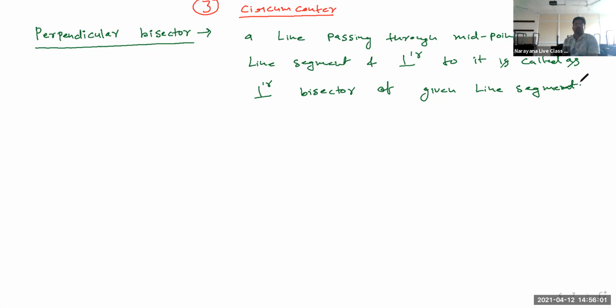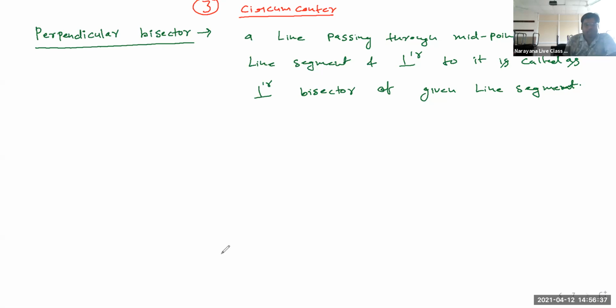A line passing through the midpoint of a line segment and perpendicular to it is called as perpendicular bisector of the given line segment. Got it? A line passing through the midpoint of a line segment and perpendicular to it is called as perpendicular bisector of the given line segment. Okay.